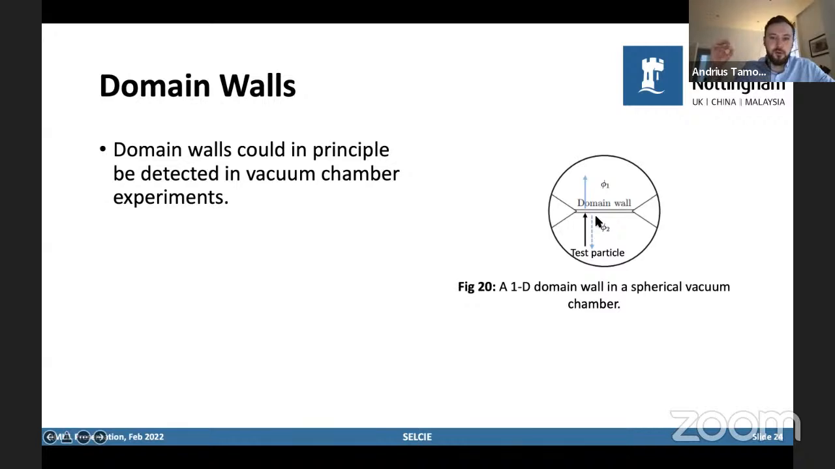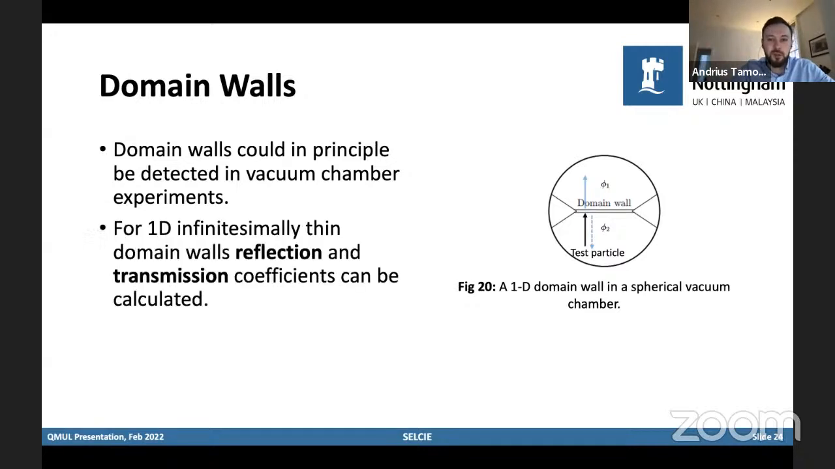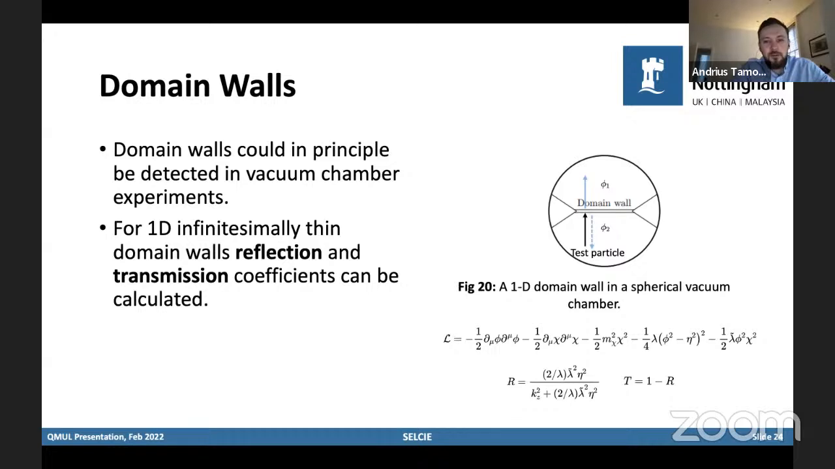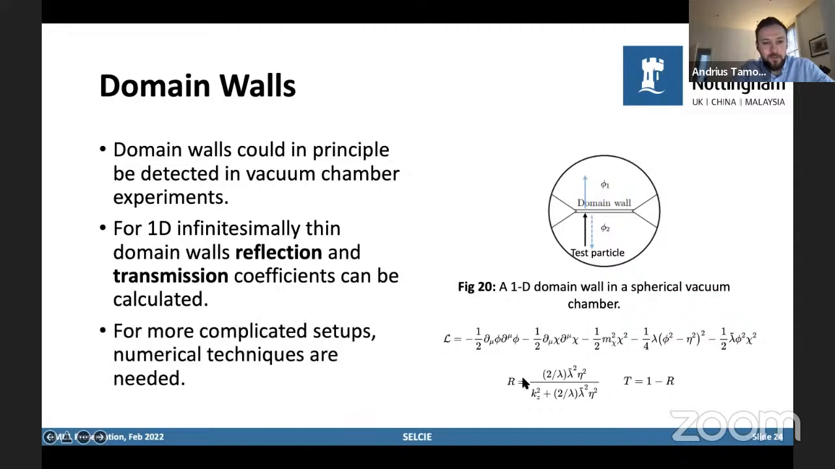So the test particle would basically feel that fifth force, and it would either propagate or bounce back with a particular probability. In fact, for a 1D infinitesimally thin domain wall, you could calculate these reflection and transmission coefficients. So you would write down a Lagrangian like that for the matter fields and for the symmetron in this case. And you can actually calculate these reflection and transmission coefficients. But obviously for more complicated setups, numerical techniques are needed.